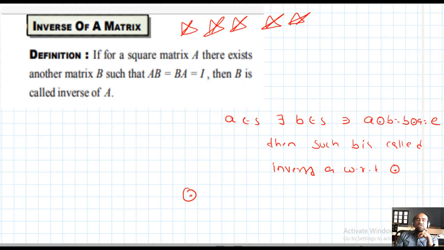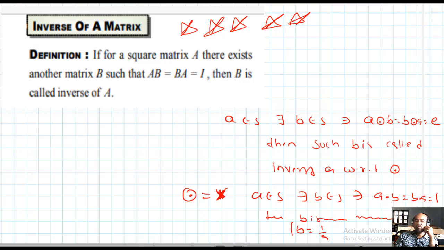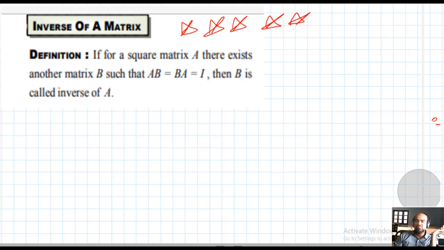If circle dot is taken as multiplication, then the definition becomes: A belongs to S, there exists B belongs to S, such that A into B equals B into A equals 1. Since the operation is multiplication, E automatically becomes 1. Then B is called the multiplicative inverse of A. So B can be written as 1 by A, provided A is not equal to 0, which means the multiplicative inverse of 0 won't exist in the system of real numbers. This is in real numbers, but the same thing you can apply in sets also, that is not a big problem.